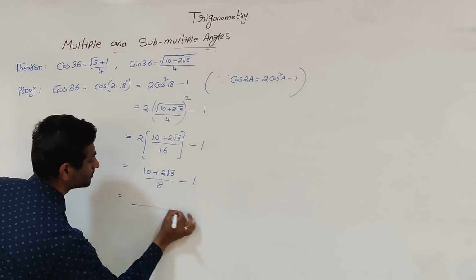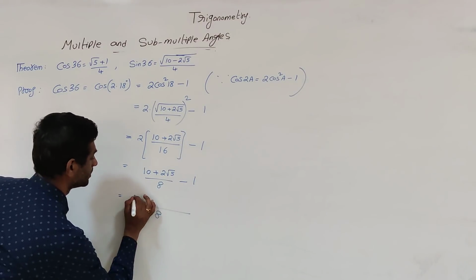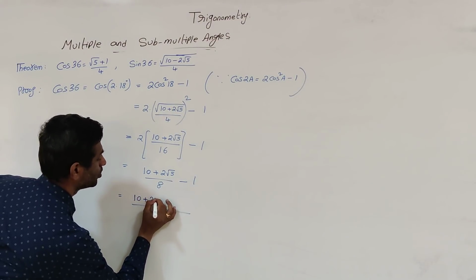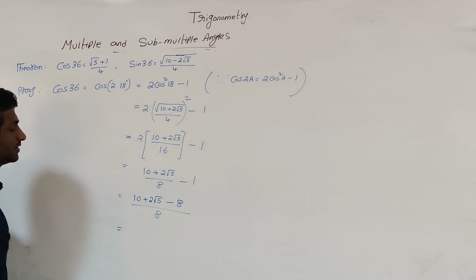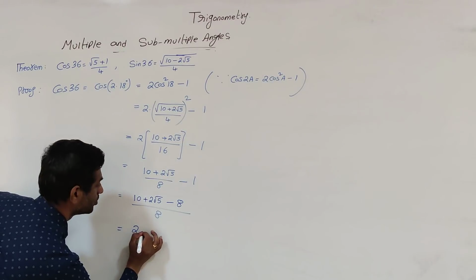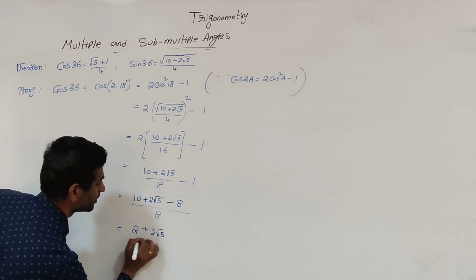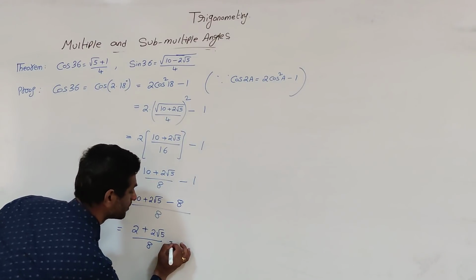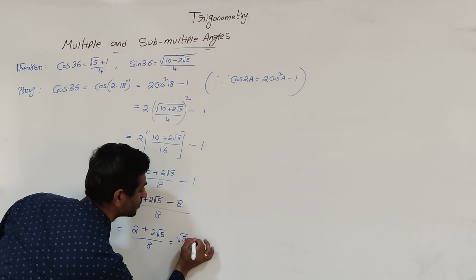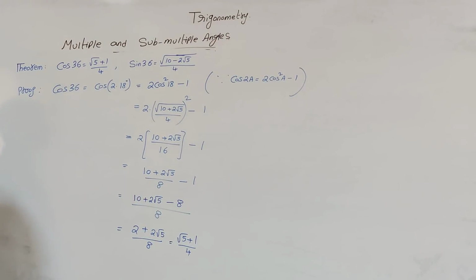If you take the LCM, 8 is the LCM, then it will be 10 plus 2 root 5 minus 8, which is 10 minus 8 is 2, so 2 plus 2 root 5 by 8. If you take 2 out and cancel it, it will be (root 5 plus 1) by 4. So that is cos 36.